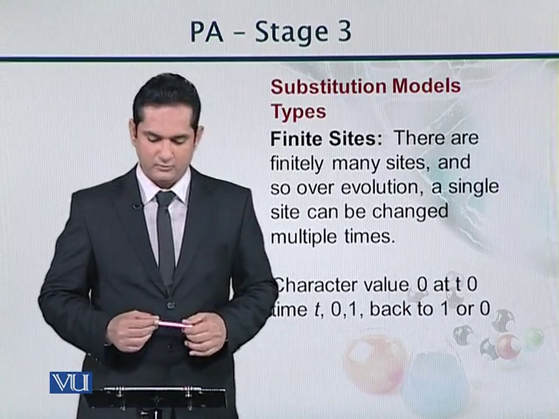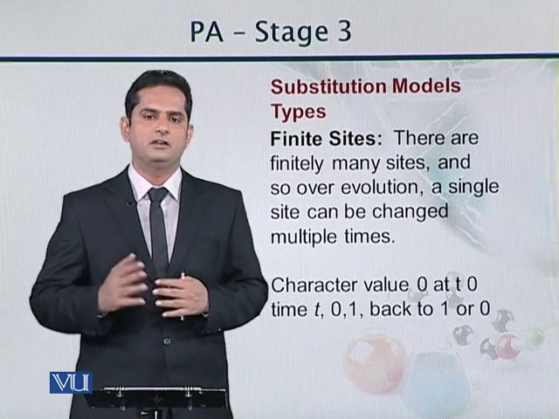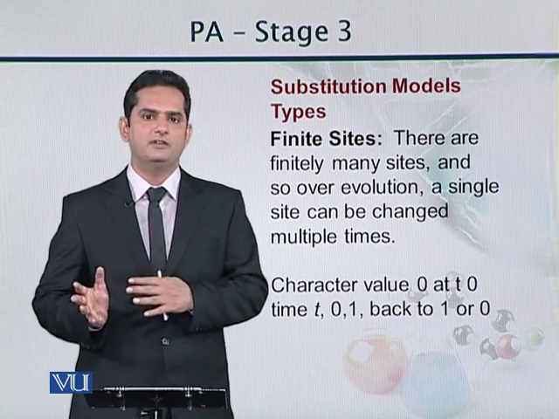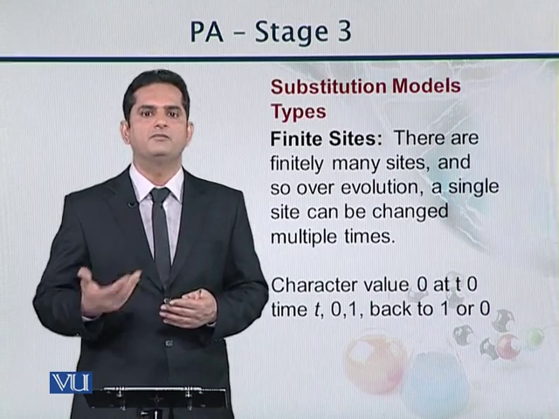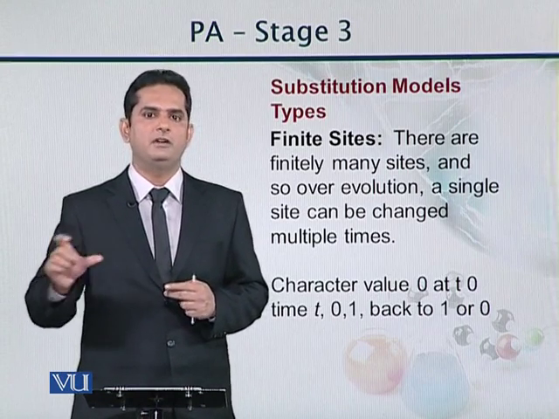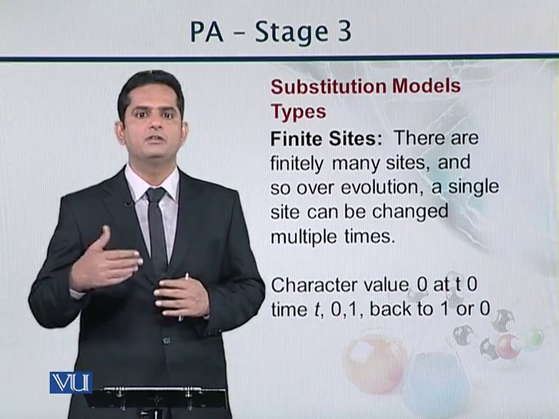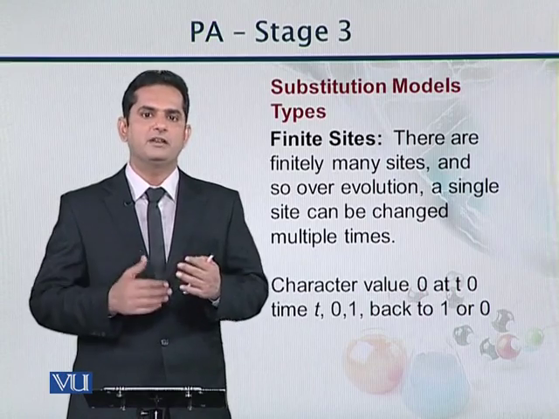Finally, we have finite state models. In finite state models, whenever we want to substitute characters, we have a finite number of states. Finite number of states means more than one state. So we don't know at one time which state will be occurring. So a character can take more than 2 states with the passage of time.